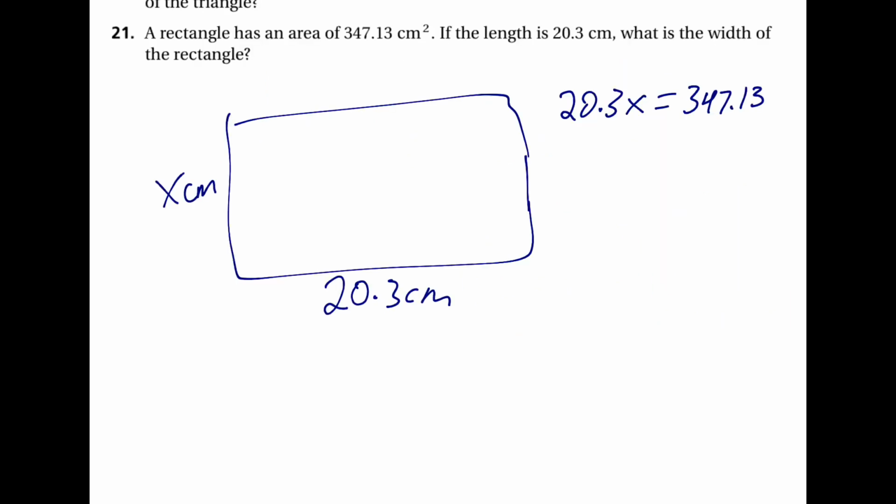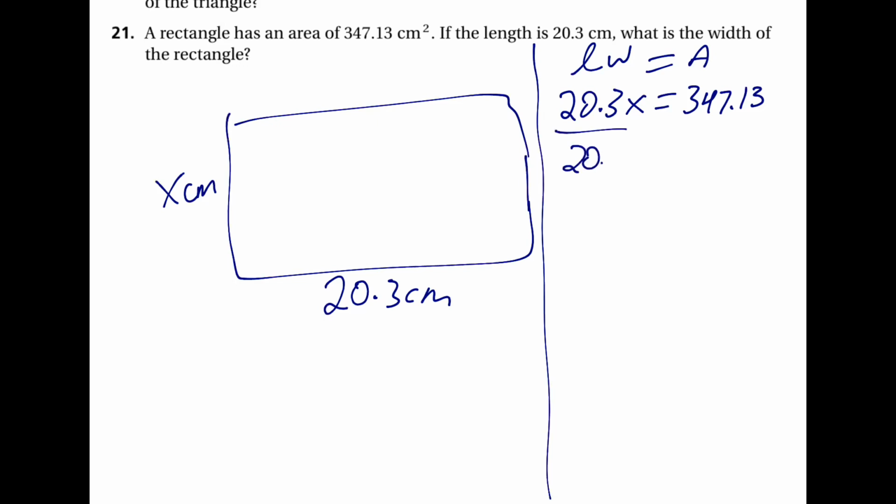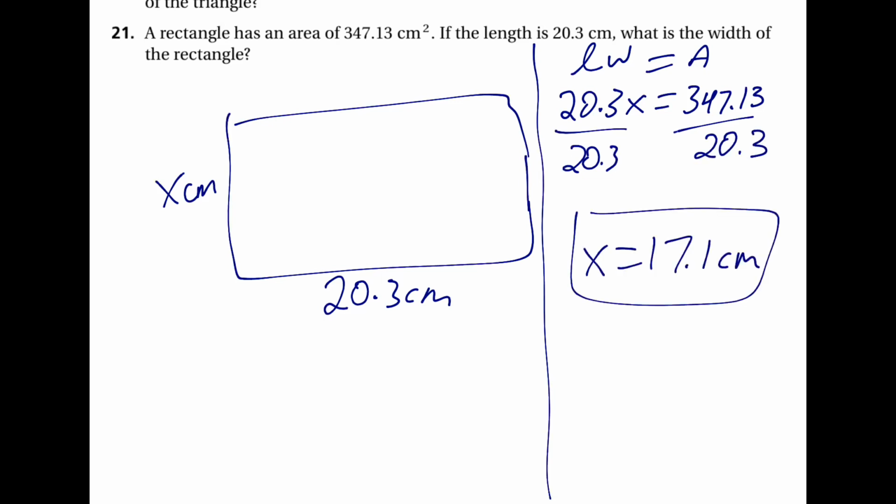So if I set up my rectangle, I know that my length is 20.3. I have an unknown width, and I know my total area. So if I use the formula, length times width is equal to area, I can plug in 2 of these values. To figure out the missing one, I divide both sides by 20.3, and x is equal to 17.1 centimeters, which is the width of the rectangle.